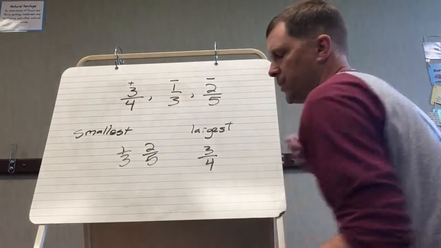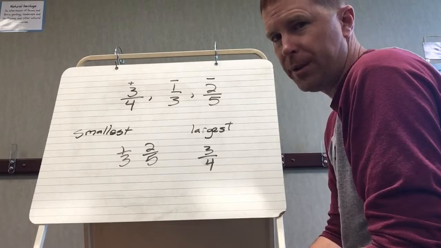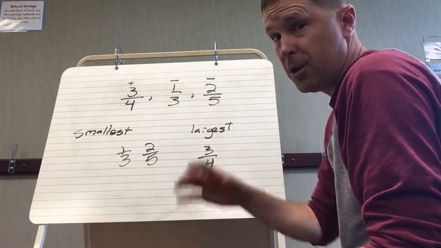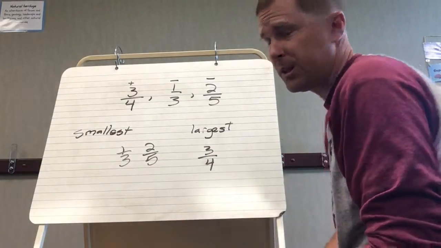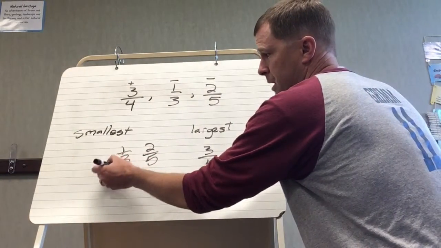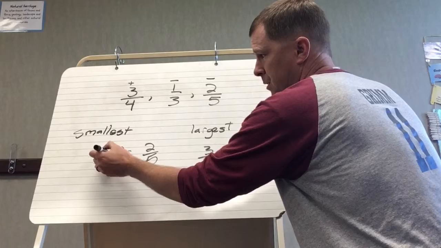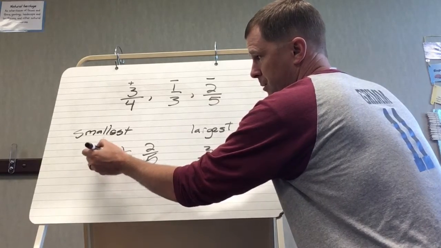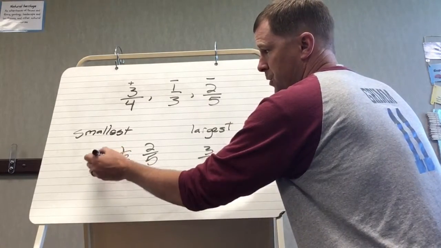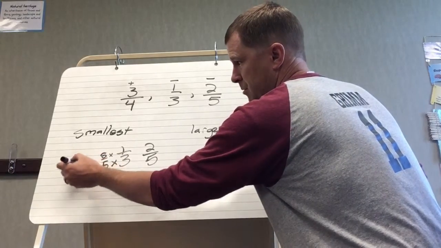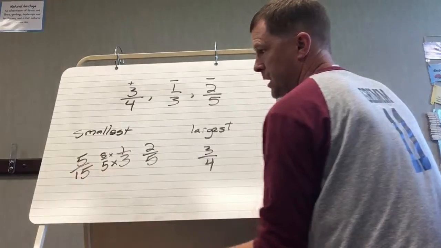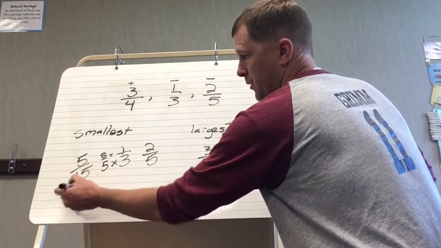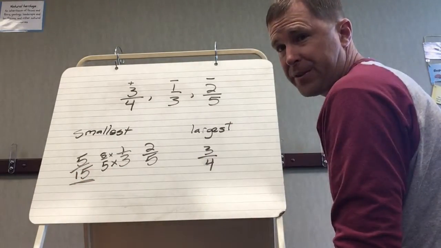This is where we have to look for a common denominator. So with 3 and 5, all we need to do is multiply those together. We're going to take this side and multiply it by 5. Whatever we do to the denominator, we have to do to the numerator. So 5 times 1 is 5. 5 times 3 is 15. So now we know that 1/3 is equivalent to 5/15.